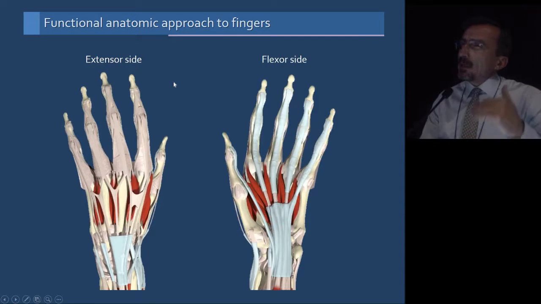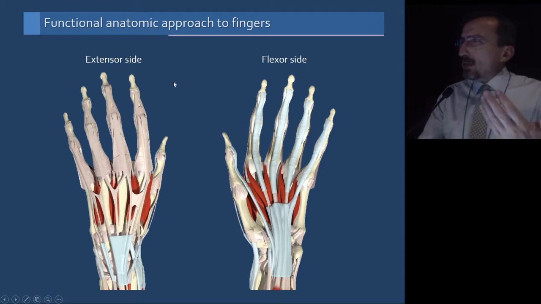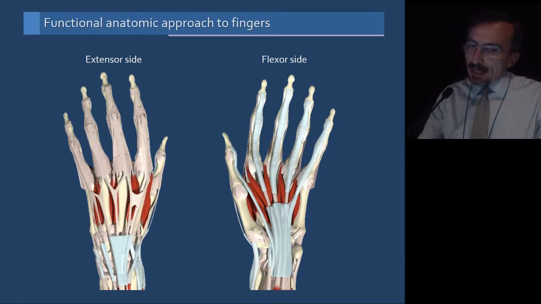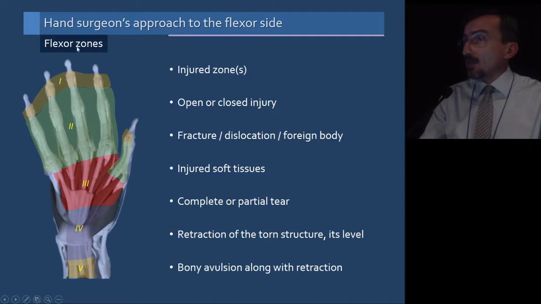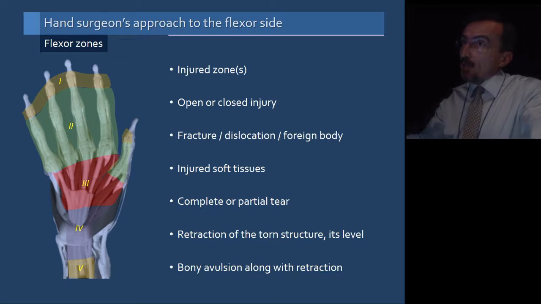And if we examine the functional anatomy of the fingers on the extensor and flexor side, we will see that for the flexor side, which is now our subject, because of this hyperextension injury, there had been some tears of a structure that I have mentioned, and we will come to that.